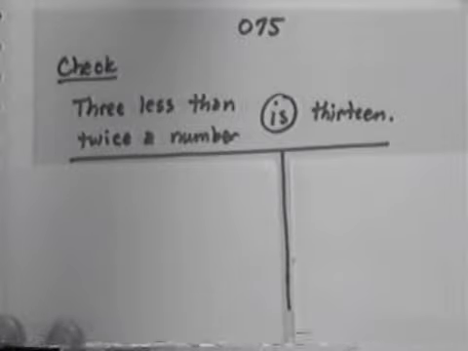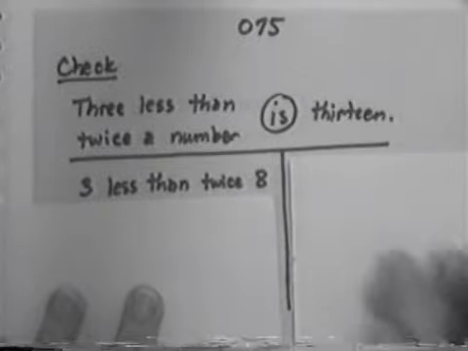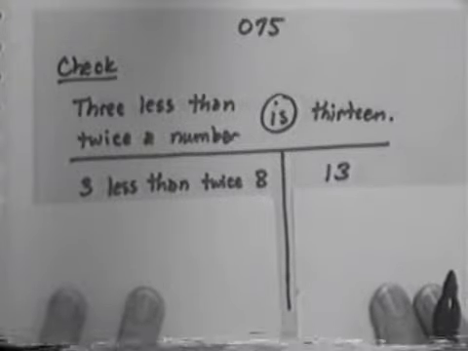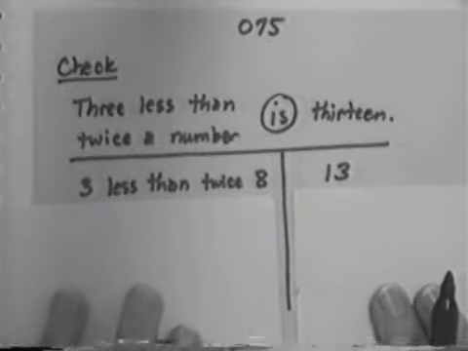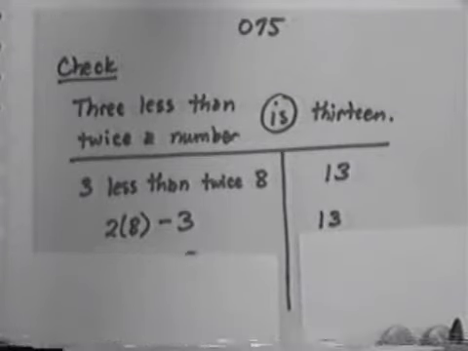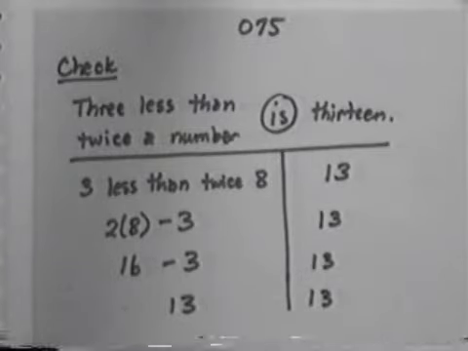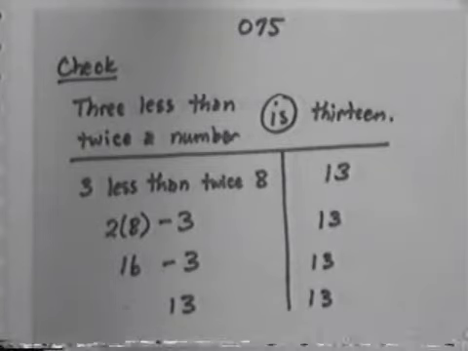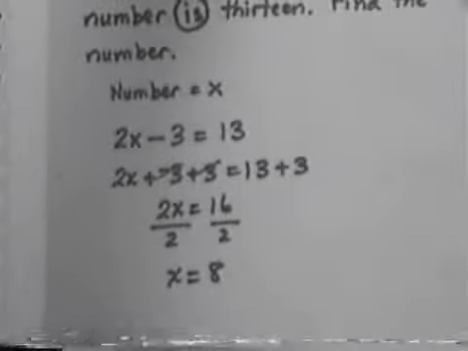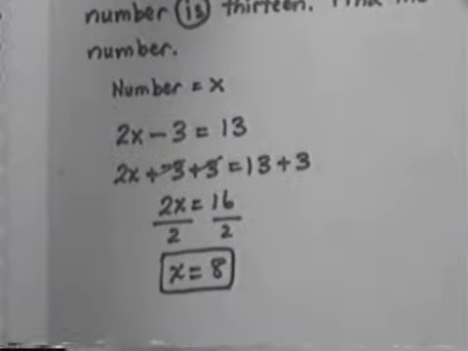3 less than twice a number. For my number, I'm using 8, and so it's 3 less than twice 8. On the right, I have simply 13. 3 less than twice 8 means I take the twice 8, or 2 times 8, and subtract 3 from it. On the right, it's just 13. 2 times 8 is 16. 16 subtract 3 on the left. Still just 13 on the right. And 16 subtract 3 is 13. And so the check can be built on the original, which is the words. 3 less than twice 8 is 13. Therefore, the answer that I got before, which is x equals 8, is the correct answer. Let's do another problem.